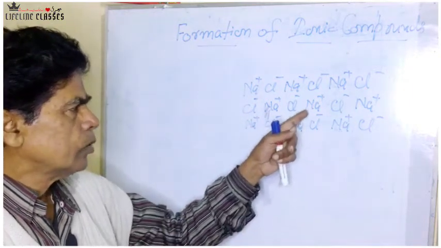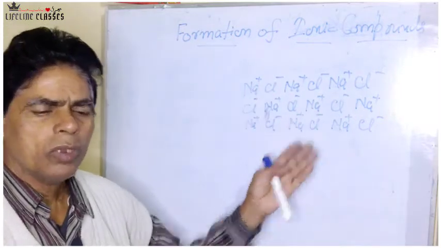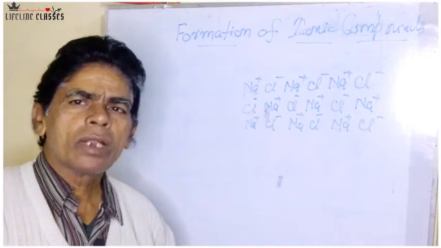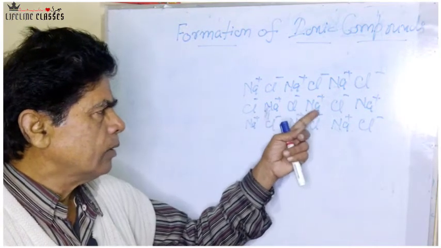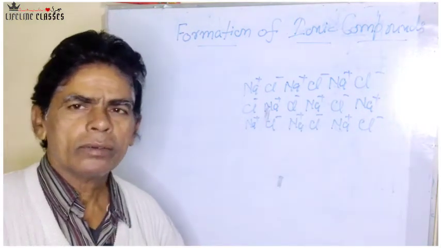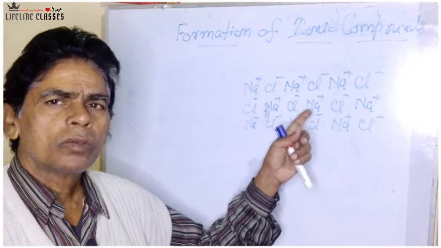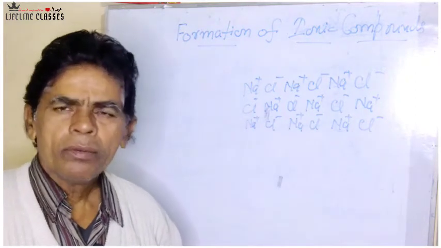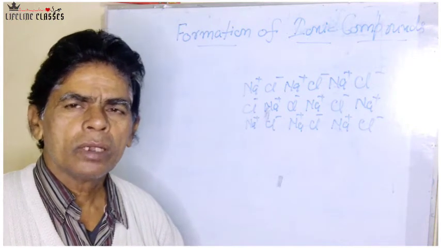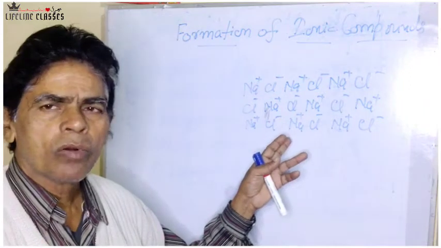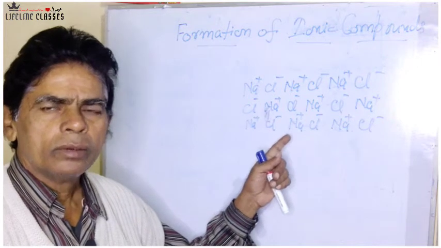See here, this is one layer of sodium, the representation of a single layer of sodium. When a number of layers are stacked one above another, you will find that each sodium ion is surrounded by 6 chloride ions, and each chloride ion is surrounded by 6 sodium ions. The number of oppositely charged ions surrounding a particular ion is known as the coordination number. So in the case of the sodium chloride crystal, the coordination number is 6.